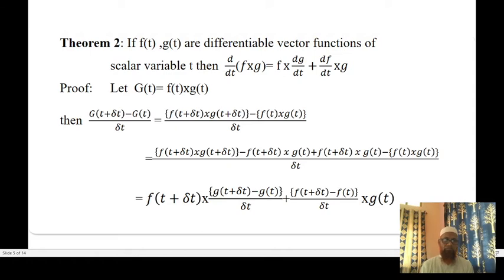In the first two terms, f of t plus delta t is common, so cross what remains is g of t plus delta t minus g of t divided by delta t, plus, in the last two terms, g of t is common, so f of t plus delta t minus f of t divided by delta t cross g of t.